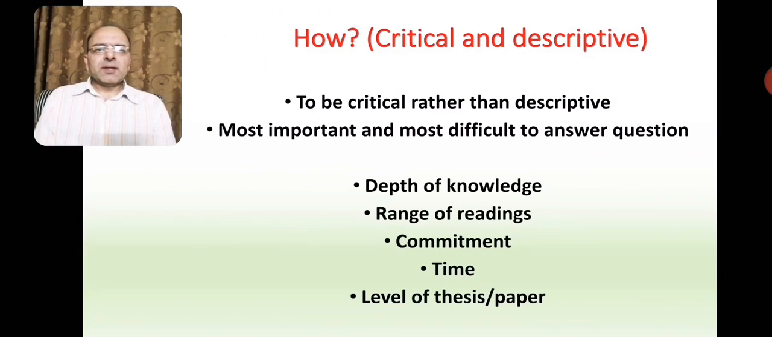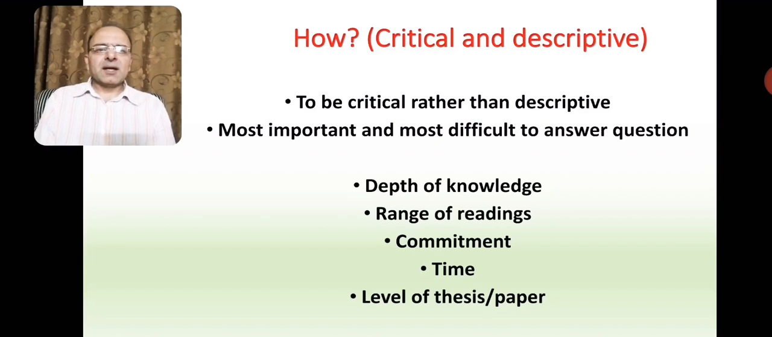Then one very fundamental and interesting question was how to be more critical, how not to be more descriptive. Because many supervisors will ask you that you have just referred to this one and that one, and so your literature review is quite at the descriptive level. So you need to go into a more critical level of this literature review. So the question is how to be more critical. To be critical rather than descriptive, most important and most difficult question, that is the question.